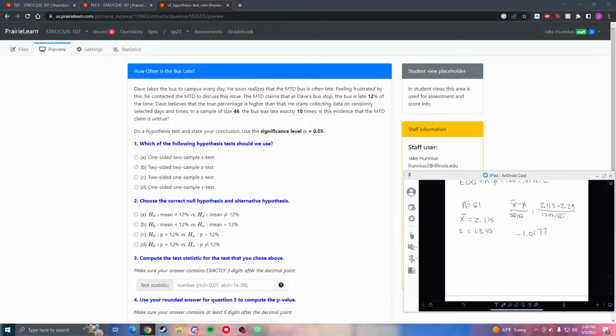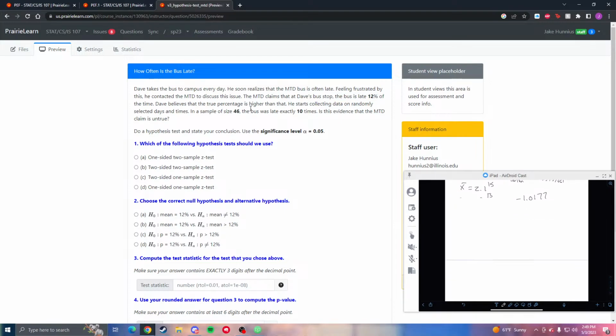So now we're going to do the bus question. MTD claims that at Dave's bus stop, Bears fan Dave, the bus is late 12% of the time. Dave believes the true percentage to be higher than that. So in a sample size of 46, the bus was late exactly 10 times. So first, it's a one-sided one-sample z-test because we think it's greater than the number and we're only using one sample.